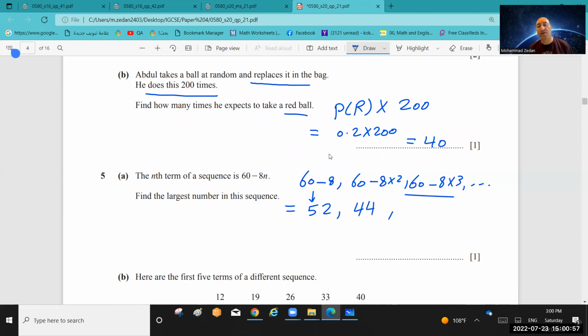Then 36, and so on. So the largest number here is 52, which is the first term, because this is a decreasing sequence.